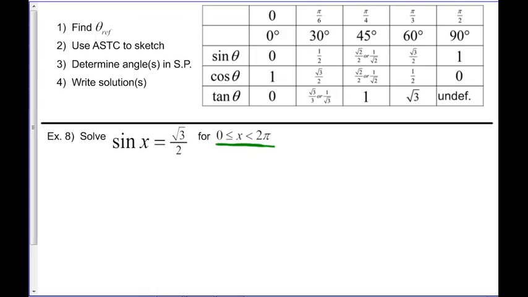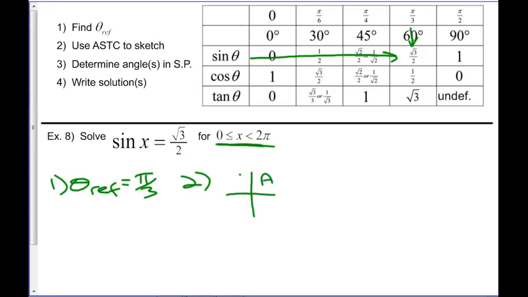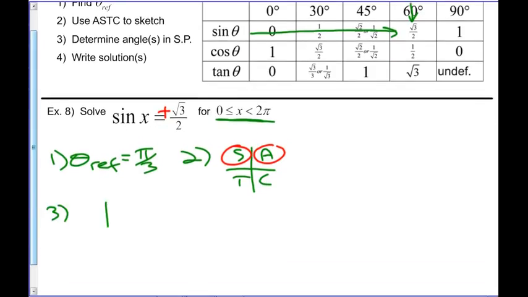Okay, let's go ahead. Sine x is root 3 over 2. So sine needs to be root 3 over 2. That happens at 60 degrees, or, since we're working in radians, pi over 3. ASTC, sine is positive in this quadrant and this quadrant, right? Because this was a positive root 3 over 2. Now let's go ahead and sketch. So I need to sketch pi over 3, which is exactly 60 degrees, in quadrants 1 and 2.